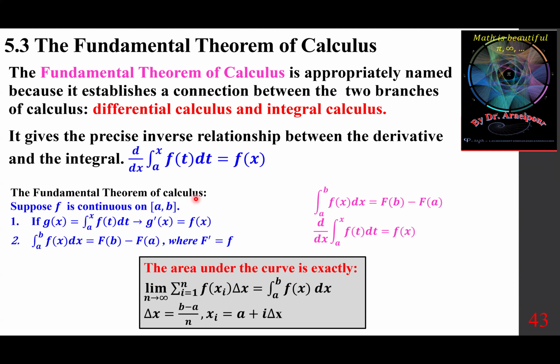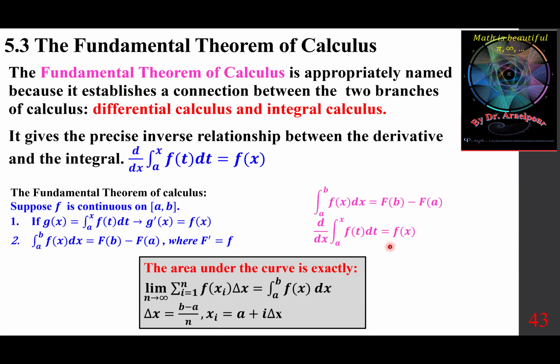So the FTC, the fundamental theorem of calculus. Suppose f is continuous on a to b. If g of x equals the integral of a to x f of t dt, then g prime is f of x. Okay, or what we just mentioned. The integral of a to b f of x dx is capital F of b minus capital F of a, where F prime is lowercase f. Okay, so those are the ones that we are referring to, everybody. The integral of a to b f of x dx is capital F of b minus F of a. The derivative of the integral of a to x f of t dt is f of x.